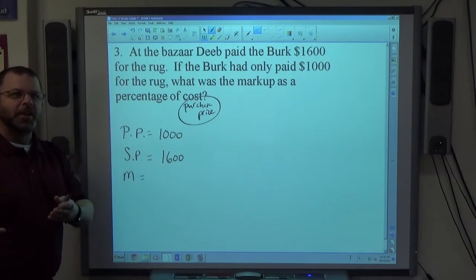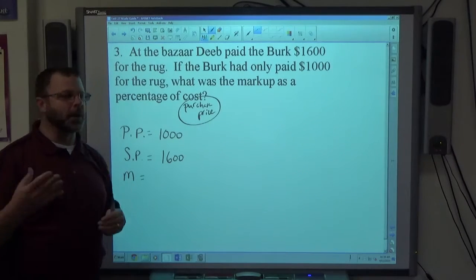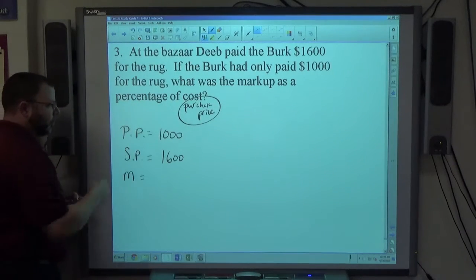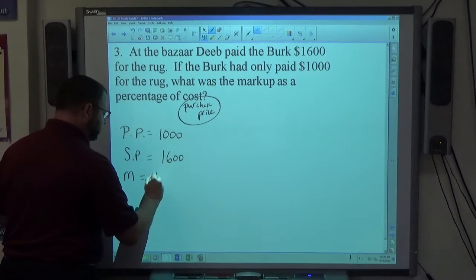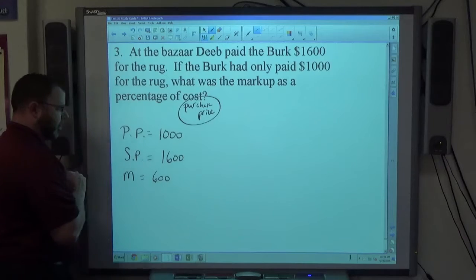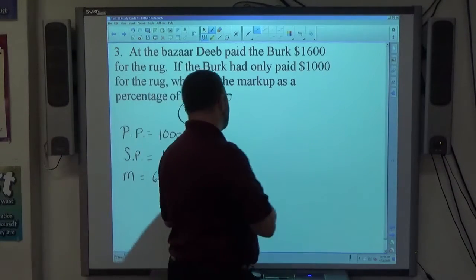You pay money for something. You pay $10 for something. You sell it for $3. You're not going to be making any money. So you're going to sell it for more than you're purchasing it for. And we can see very clearly the markup is $600. All right. So that's $600 more than that. So we got all three of these numbers as we wish.